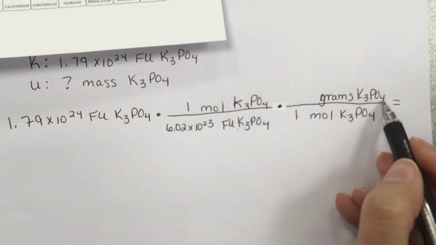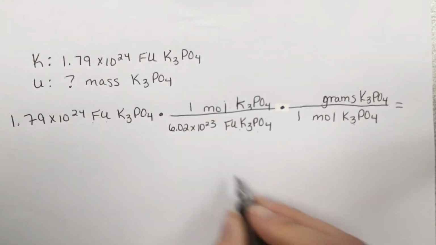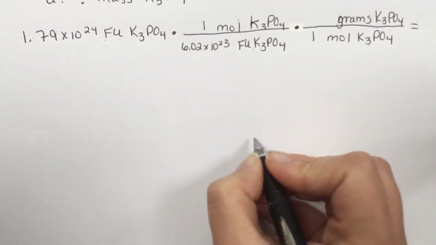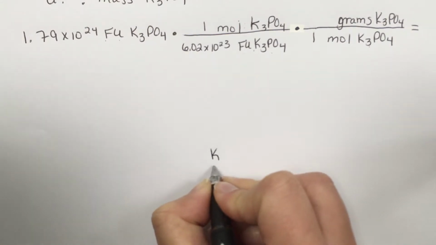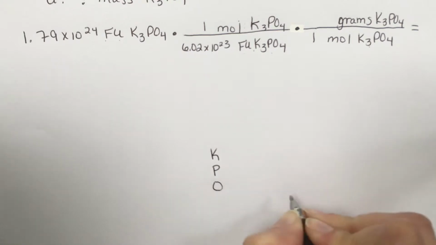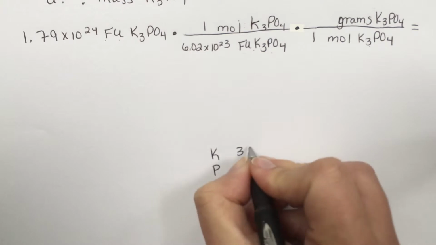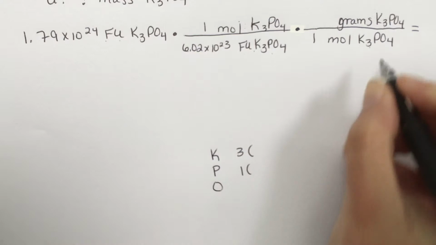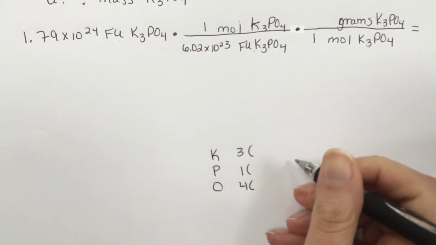We need to find out how much each atom weighs and then multiply it by how many of the atoms are in the molecule. So we're going to come down here and do a quick calculation of its mass. In the molecule, we have potassium, phosphorus, and oxygen. We have 3 atoms of potassium, only 1 atom of phosphorus, and 4 atoms of oxygen. And now we're just going to multiply by how much they weigh.